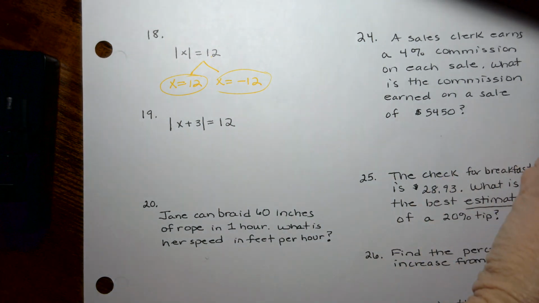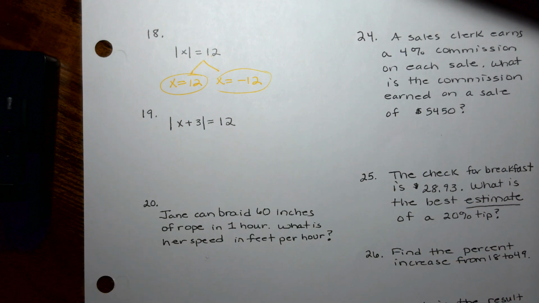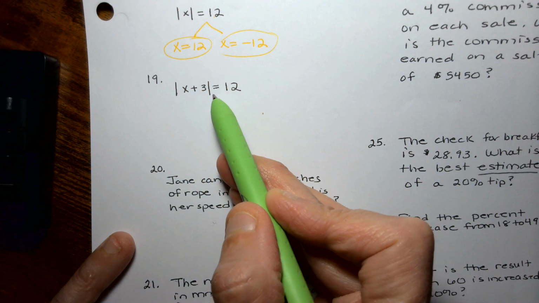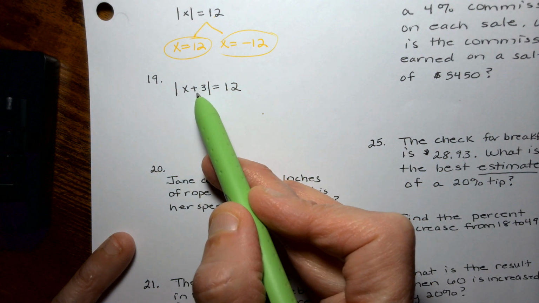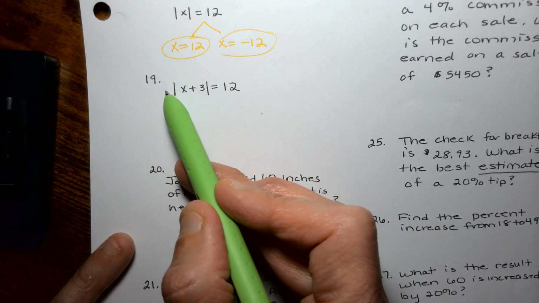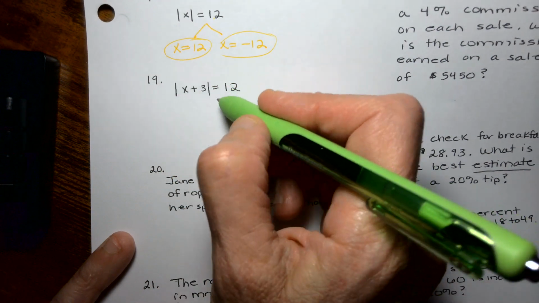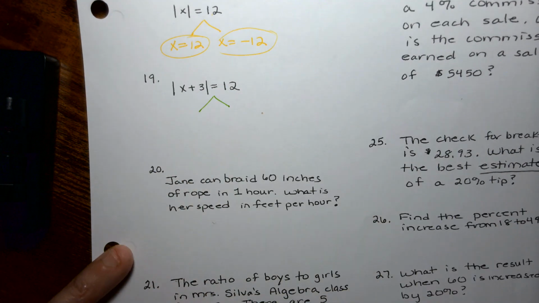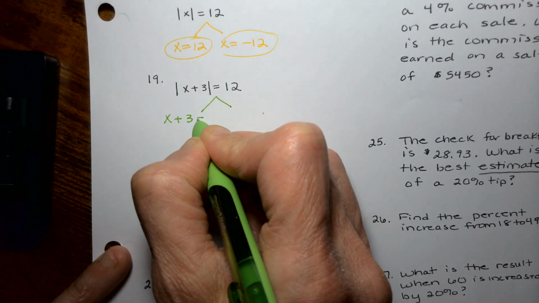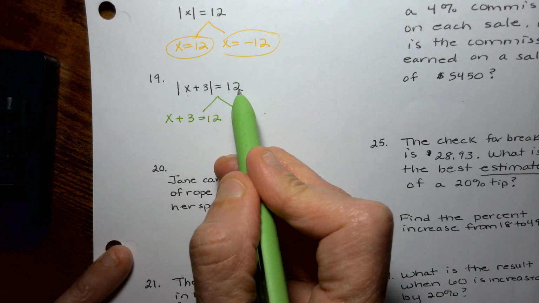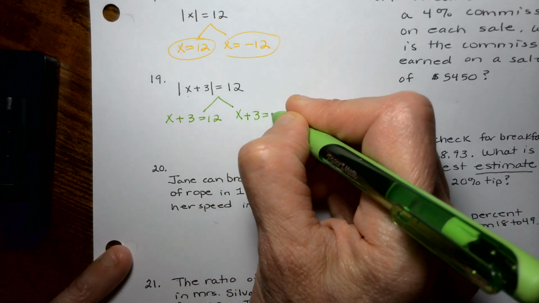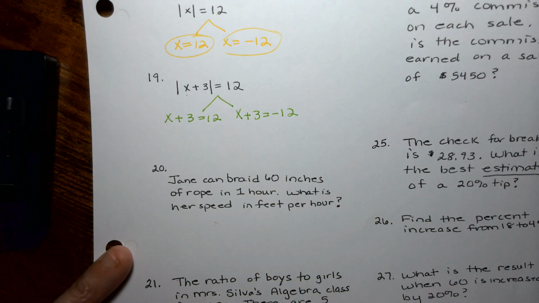Okay, when we get to number 19, it's a little different because there's something inside here other than the x. The good news is there's nothing on the outside, because if there was anything on the outside being added or multiplied, I'd have to get rid of that first, but there's not, so I can split this up into 2. Remember, the first one looks just like this without the absolute value. And the second one looks just like this, except instead of positive 12, we're going to do a negative 12. So I set it up first, and then now I'm going to solve each of them.